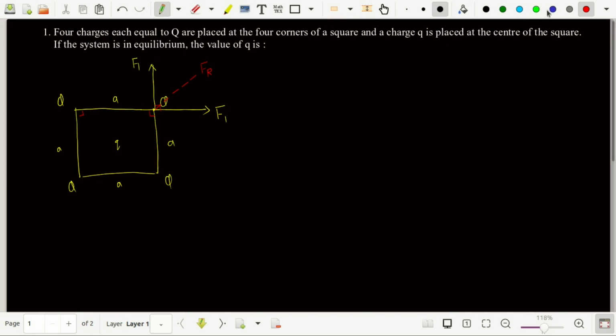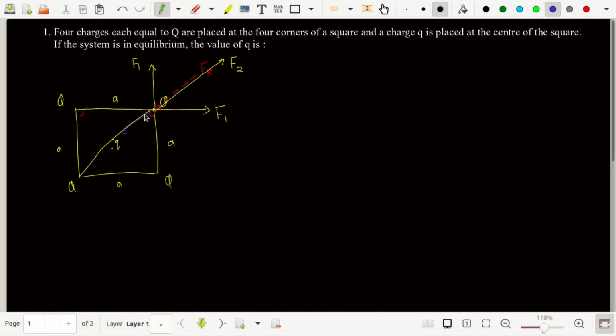Now I'll take the leftover charge, that is capital Q, and let's see what happens. So now this capital Q charge will also try to repel this charge in this direction. So let's name this force F2. So now you have FR, that is the resultant force, and F2 in this particular direction. And now I have already taken the center charge to be negative, I have already assumed it. So it will try to bring this capital Q towards it. It will try to attract it.